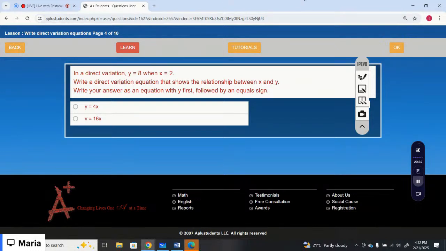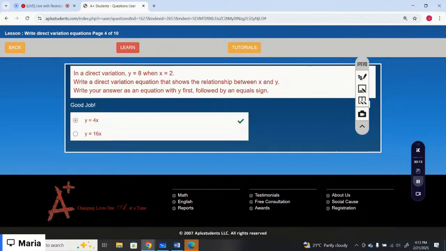In a direct variation, y equals 8 when x equals 2. Write a direct variation equation that shows the relationship between x and y. That is y equals 4x. Option number 1 is the correct option.